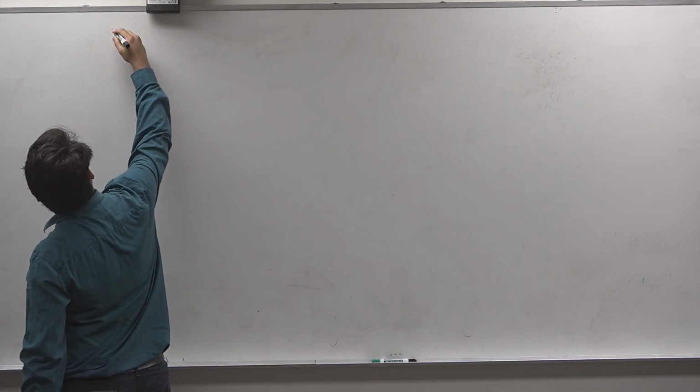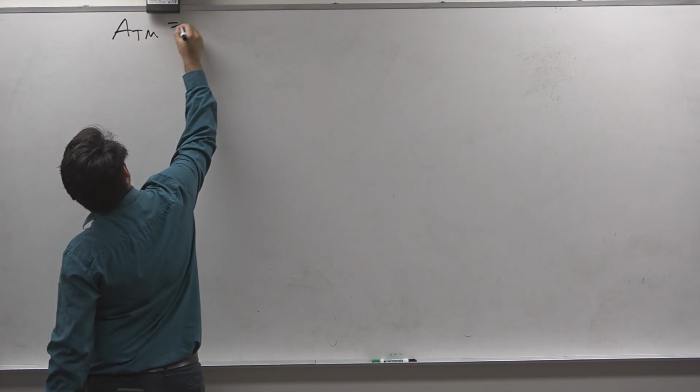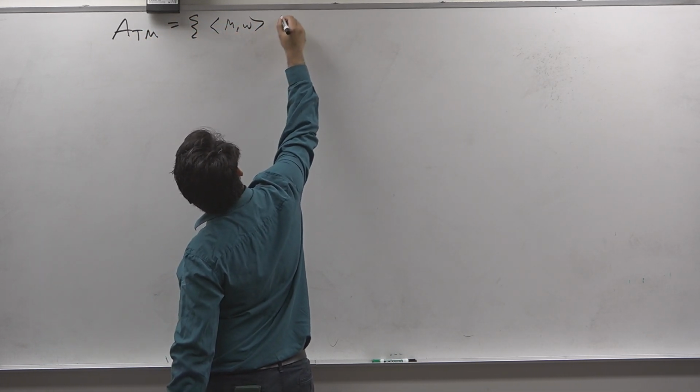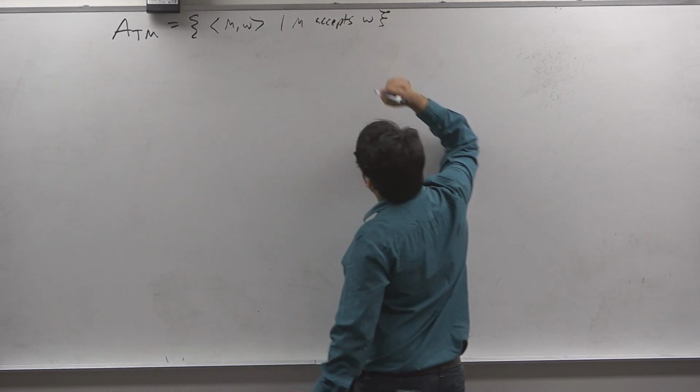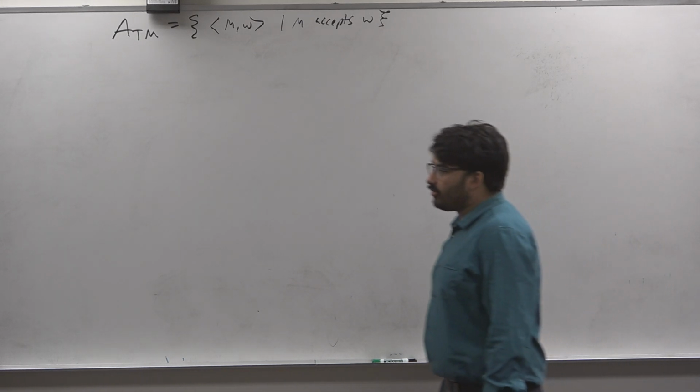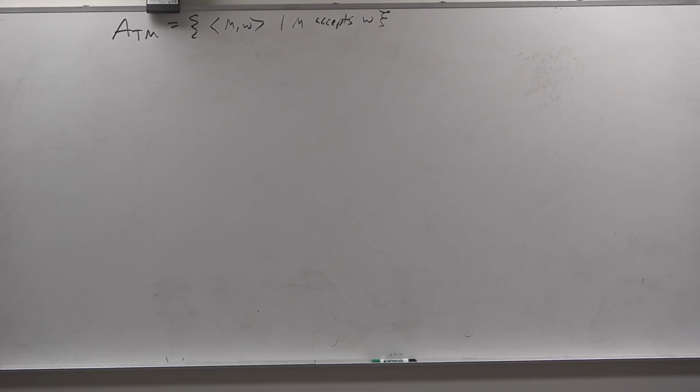Let a second problem be this, we call it the acceptance problem for Turing machines. It consists of machine-word pairs such that M halts on W and accepts W. It's called the acceptance problem for Turing machines. So given a Turing machine and a word, can you determine if the Turing machine accepts the word? Now, we know that the halting problem is undecidable. Given a Turing machine and a word, can you determine if the machine will halt on the word? I'm asking a different question. Does the Turing machine accept the word? Do we think it's decidable or undecidable?